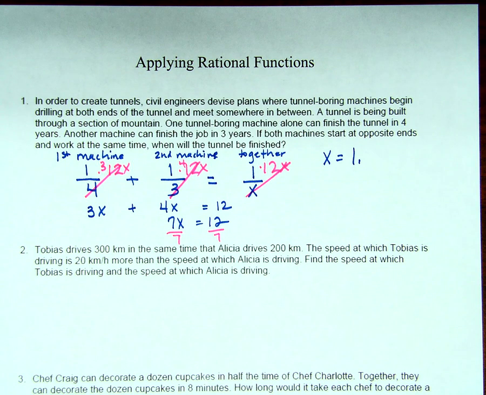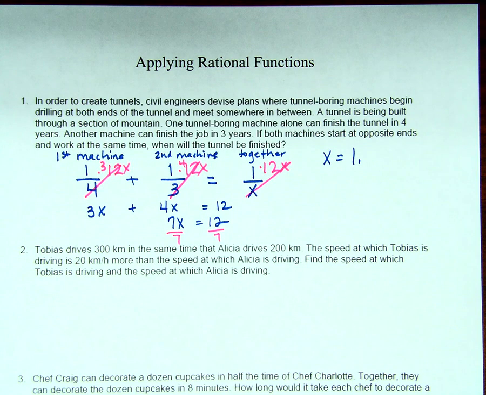I need us to decide as a group what makes sense for this exact problem. Does it make sense for us to say 1.714? Is that right? 1.714 years? Not really. That's like too much, right? Does 1.71 years make sense for this problem? Maybe. Would 1.7 be fine for this problem?